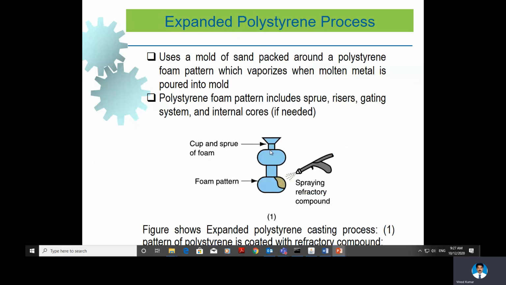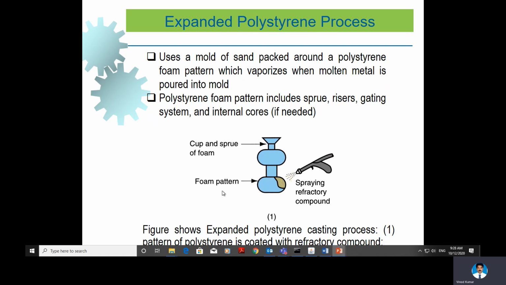The pattern is made up of a foam which vaporizes when molten metal is poured into it. So the polystyrene foam pattern includes what things attached with the foam? Sprue, risers, gating. All parts of a casting system are included with the polystyrene foam. You can see here the cup and sprue, then the foam pattern. This is the pattern. So after making it, we have to spray refractory compound, etc.